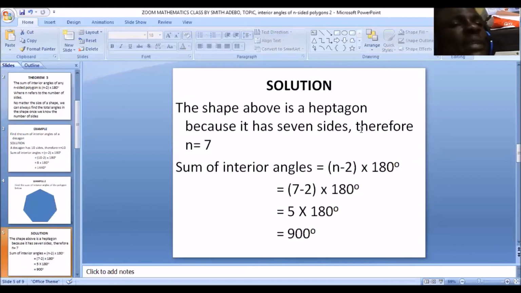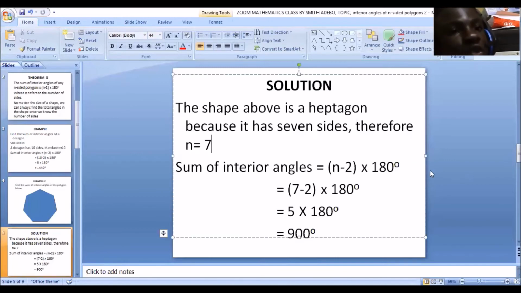You ask yourself, which plane shape has 7 sides? To name the shape, you ask yourself. I gave a list in our previous class of the plane shapes from 1 to 12 and their number of sides. You can actually search for more. I stopped at dodecagon, which has 12 sides. You can search for 11, for 13, 14, 15, 16 for your own comfort and for your own depth in the subject.